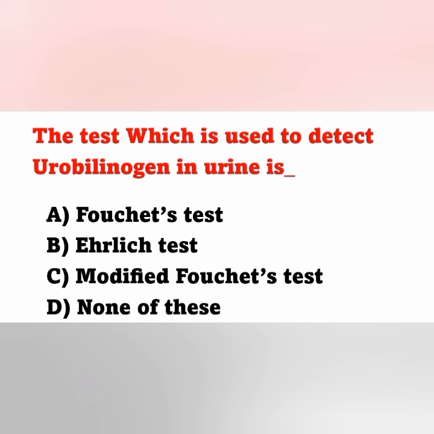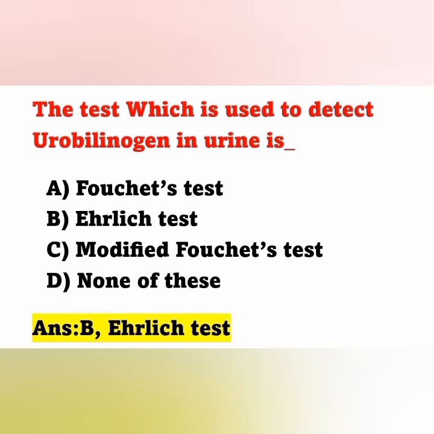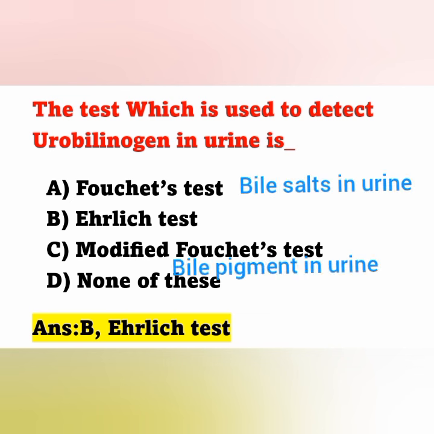The test which is used to detect urobilinogen in urine is: option A Fouchet's test, option B Ehrlich's test, option C modified Fouchet's test and option D none of these. The test used to detect urobilinogen in urine is Ehrlich's test. Option B is the correct answer. The first option, Fouchet's test, is used to detect bile salts in urine, and option C, modified Fouchet's test, is used to detect bile pigment in urine. Modified Fouchet's test is also known as Gmelin's test.